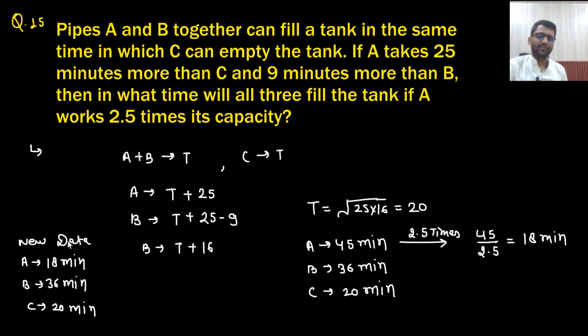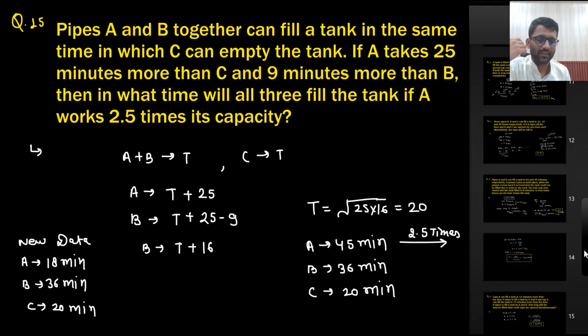This is the data. Based on this data, you need to find the answer. So 18, 36 and 20, what will be the LCM? 36 and 20, 6 into 6, 5 into 4, 5 into 4. So 3 into 2 into 3 into 2, 2 into 2 is already there. So this will be multiplied by 5, 36 will be multiplied by 5. So 36 into 5, what is that? 180, yeah. So LCM will be 180.